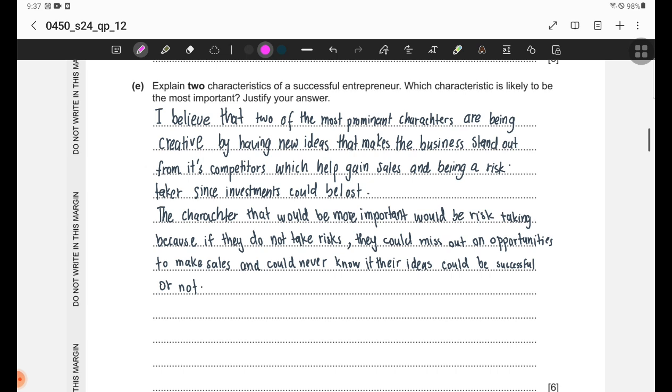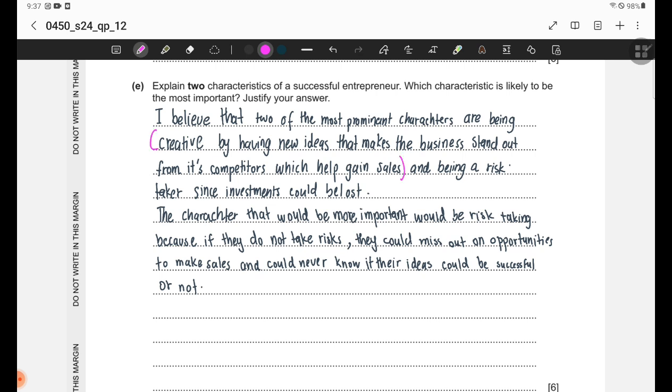Okay, so first you'll have to say, well, I choose to write it this way. You can find a different introduction or a small, one sentence introduction. It's up to you, but I wrote that I believe that two of the most prominent characteristics are being creative. Okay, so this is my first answer. And being creative by having new ideas. Okay, so this is my explanation, that makes the business stand out from its competitors, which helps gain sales. Okay, so this is my first answer here.